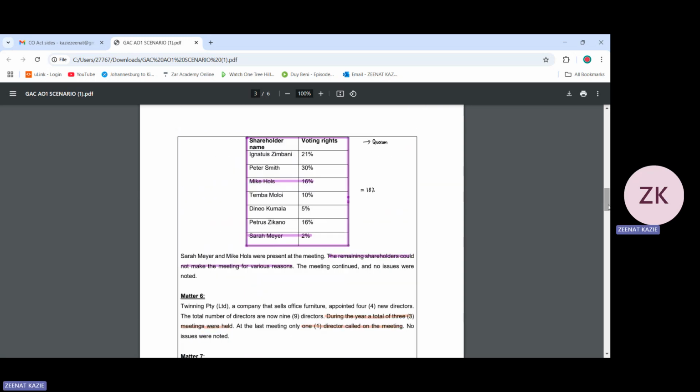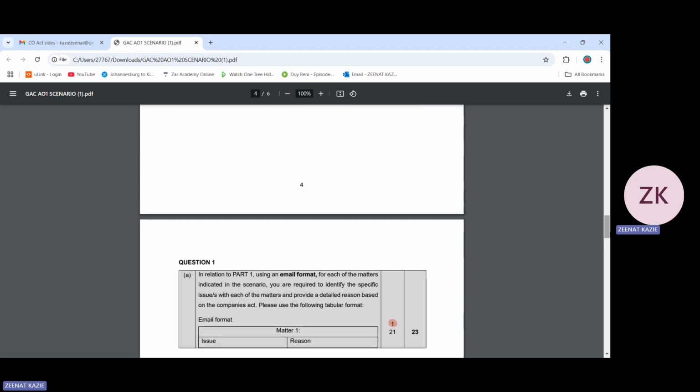So if we read the required here in this question, it says, in relation to part 1, using an email format for each of the matters indicated in the scenario, you are required to identify the specific issue or issues with each of the matters and provide a detailed reason based on the Companies Act. Please use the following tabular format. Okay, so with regards to the required, firstly, it's telling you what format to use. It's showing you that you get a mark for that specific format. So always just use the format that they want, because a lot of the times in governance and control, you'll get that 1 free mark.